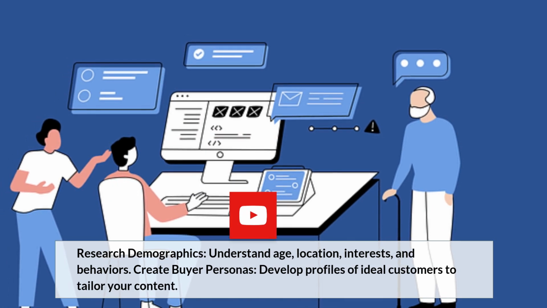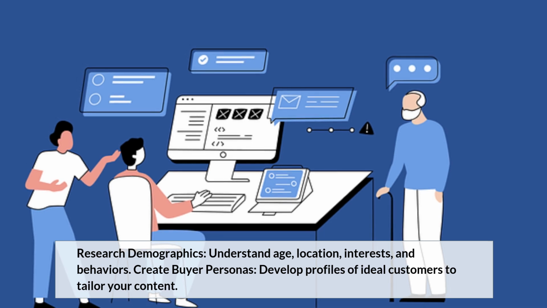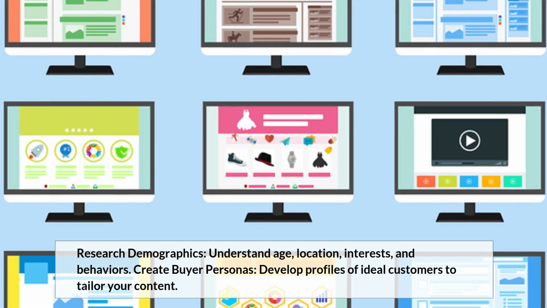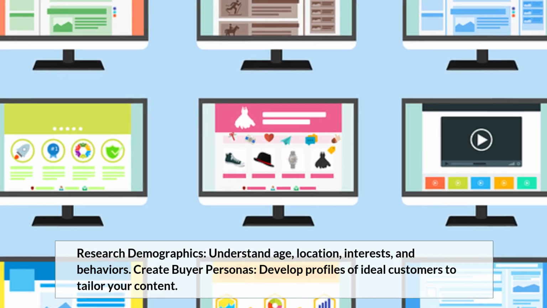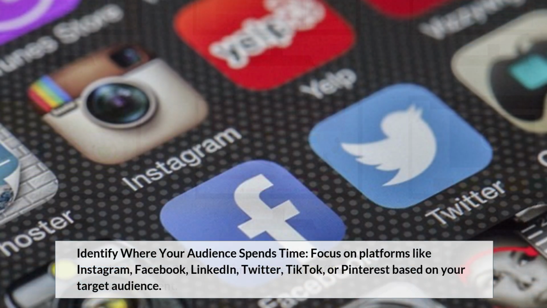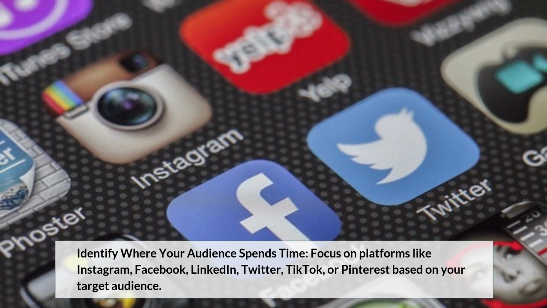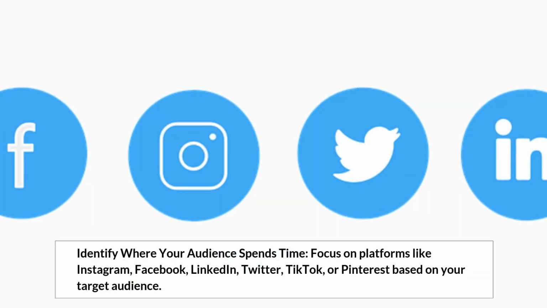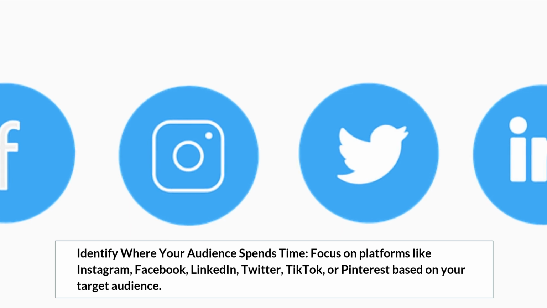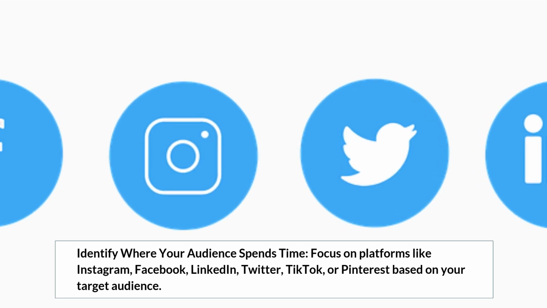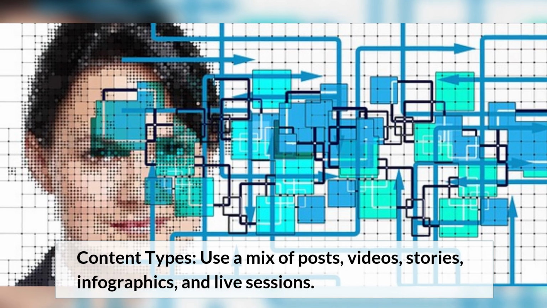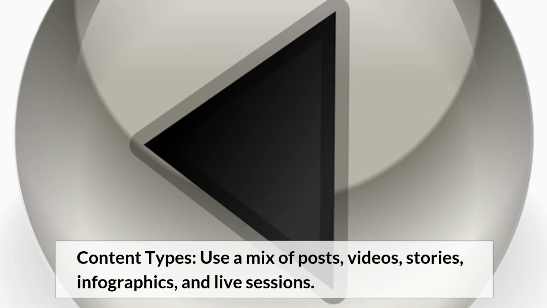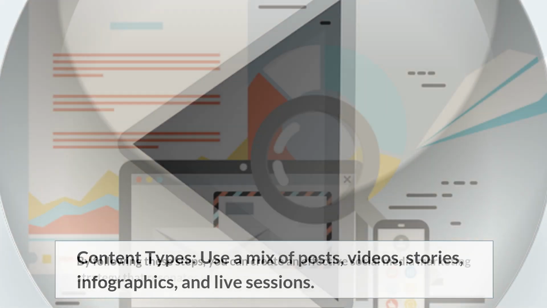Research demographics: understand age, location, interests, and behaviors. Create buyer personas: develop profiles of ideal customers to tailor your content. Identify where your audience spends time. Focus on platforms like Instagram, Facebook, LinkedIn, Twitter, TikTok, or Pinterest based on your target audience. Content types: use a mix of posts, videos, stories, infographics, and live sessions.